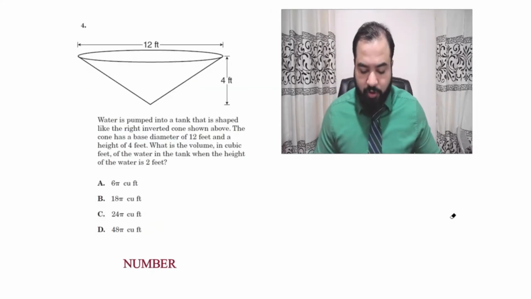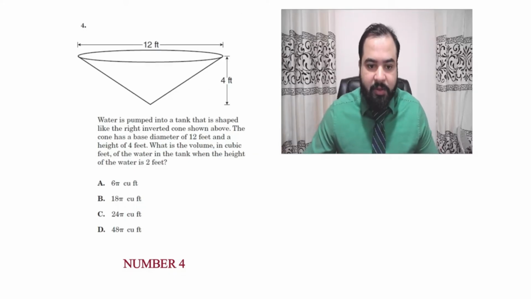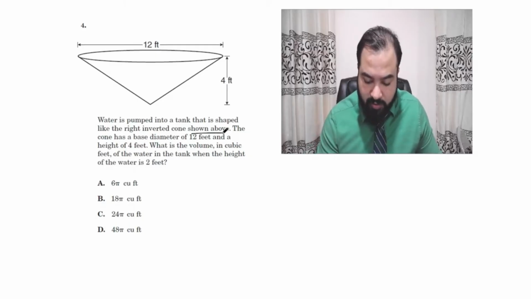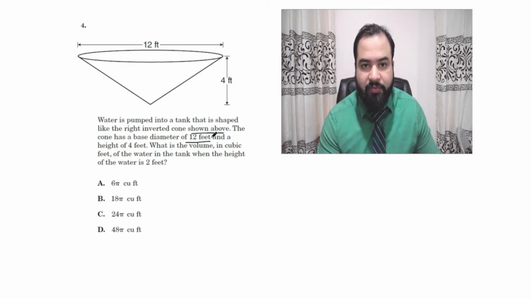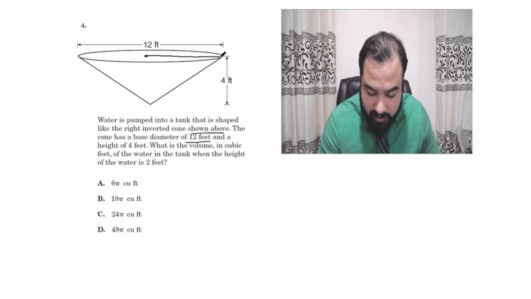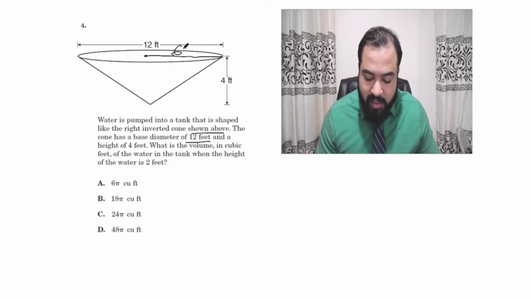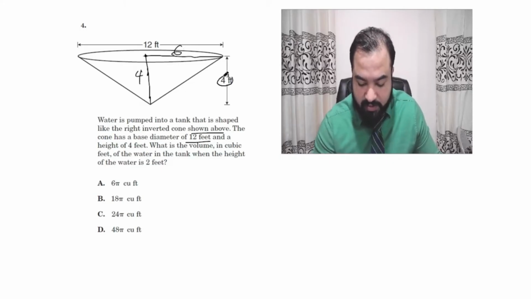Number 4. So we see a big cone here. It says water is pumped into a tank that is shaped like a right inverted cone, shown above. The cone has a diameter of 12 feet. If the diameter of the cone is 12 feet, who can tell me the radius? The radius is 6 feet, half. And the height is 4 feet, as they showed us.